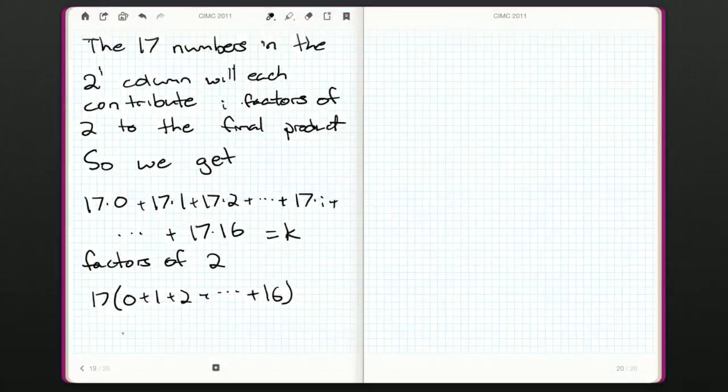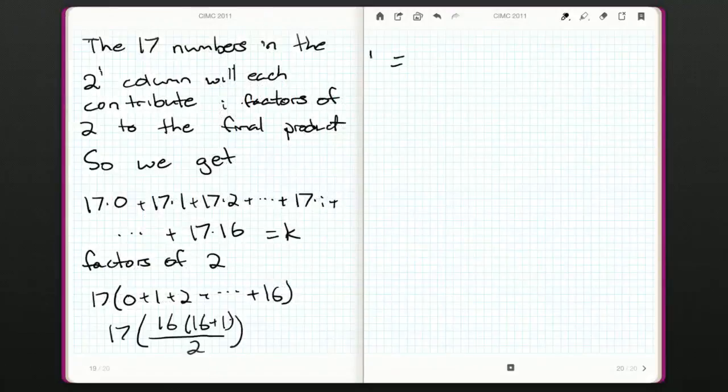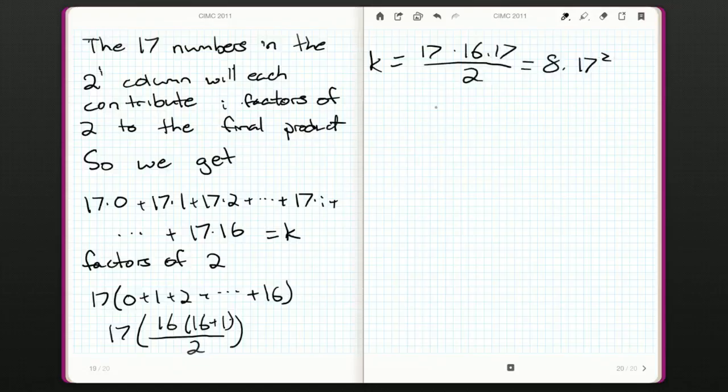So we have 17 times the sum of the numbers from 1 to 16. So that's 16 times 16 plus 1 over 2. Well, what's that value? Okay, 17 times 16 plus 1, that's also 17, over 2, so that's 8 times 17 squared.